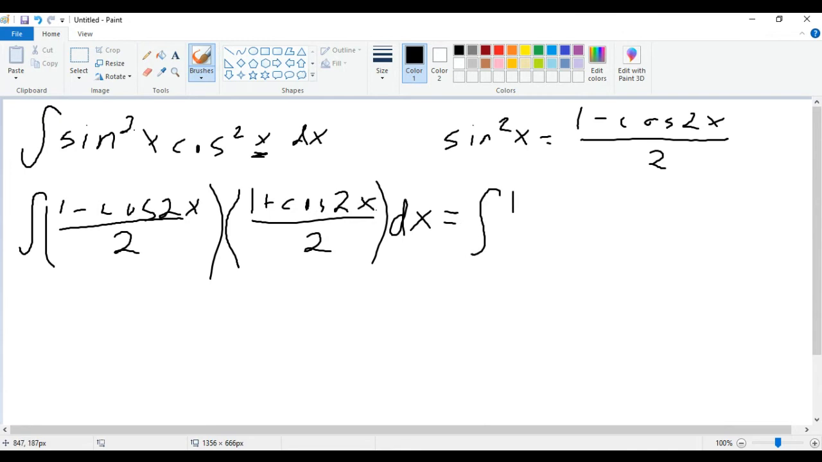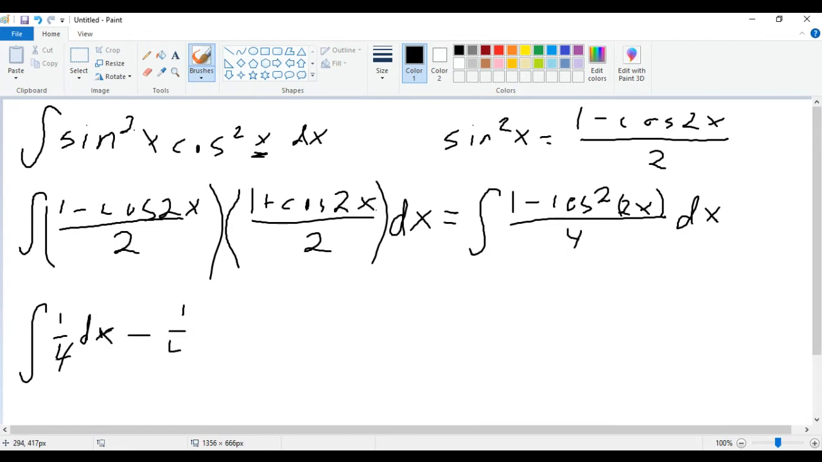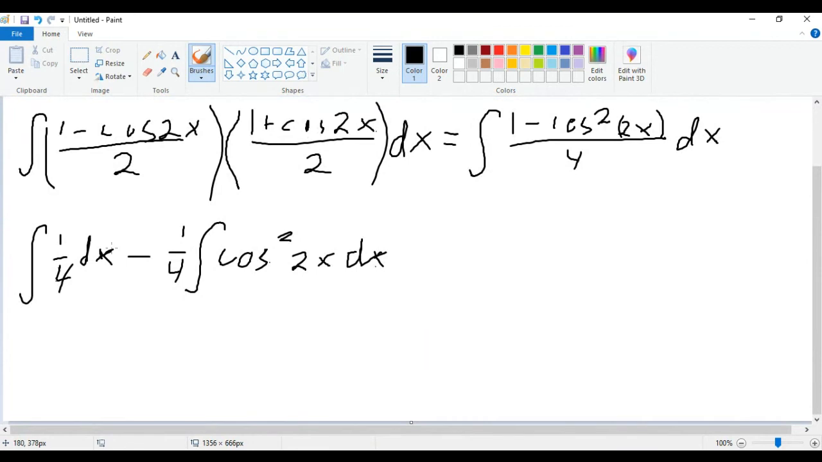We get that it's the integral of 1 minus cosine squared of 2x over 4 dx. And then we can simply break it apart around the numerator. So we can say it's the integral of 1/4 minus 1/4 integral cosine squared 2x dx. So the integral of 1/4 is easy. The integral of cosine squared 2x is a little more difficult, but we actually just want to use the same identity we did here again.